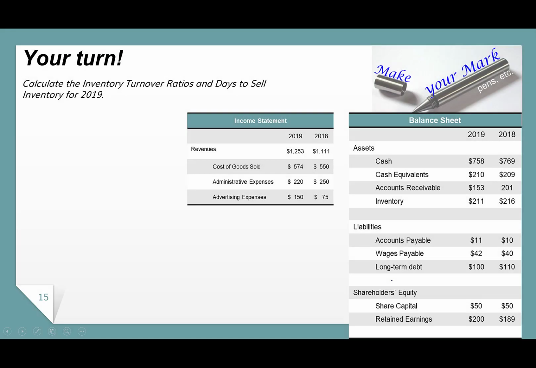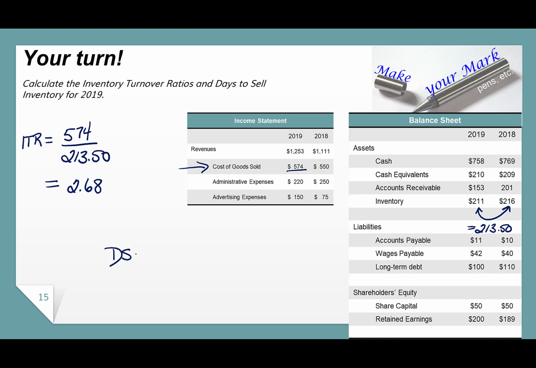Now let's try turnover ratio and days to sell inventory. Please pause the video one more time and answer this question. To determine inventory turnover ratio, we need to put COGS over average inventory. So this line, out of all this information, is the one that we need the most. Average inventory is going to be the average of these two numbers. 216 plus 211 divided by 2 equals $213.50. So to calculate the inventory turnover ratio, we take the cost of goods sold and divide it by the average that we've calculated, and that gives us an ITR of 2.68. So this company turned over its inventory 2.68 times in 2019.